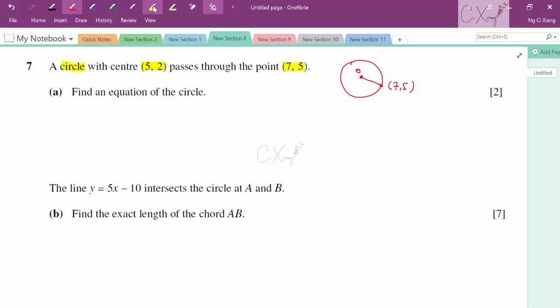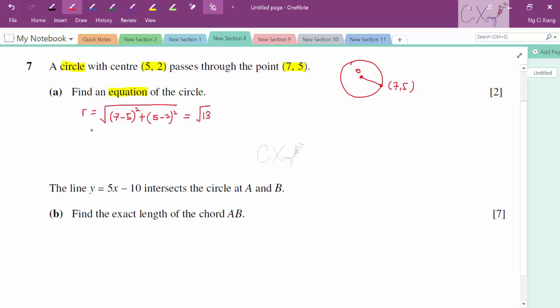Therefore, when you want to find the equation of the circle, we need to find out the distance between the center and also the point first. All right, so which is the radius? Okay, so to find the radius, generally it is the distance of the point on the circle from the center. So I'm having x minus x squared plus y minus y squared. All right, and if I simplify, I'll have square root 13 as the radius.